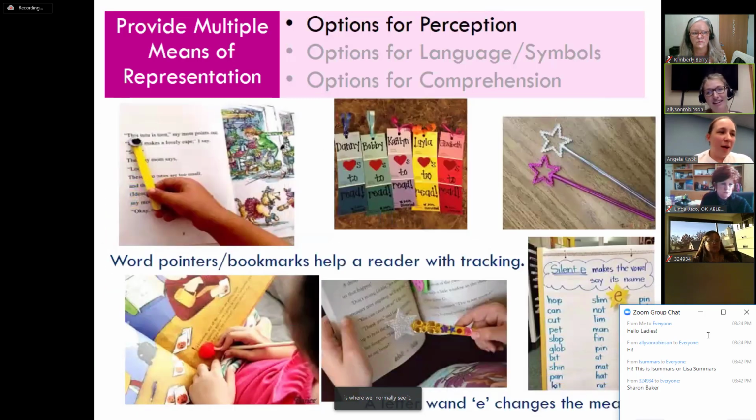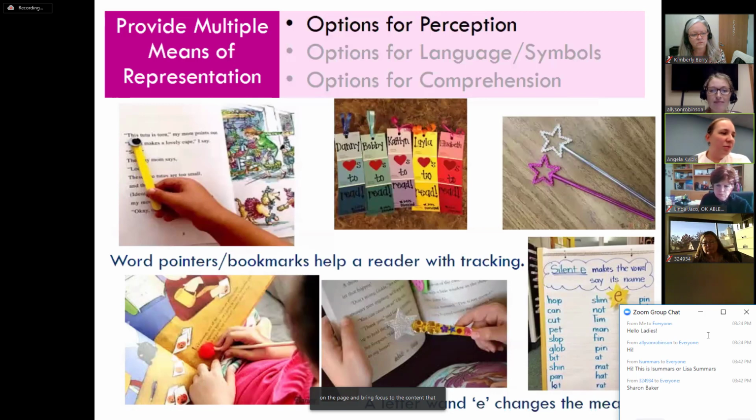Other options for perception could include very simple devices. The previous slide talked a little bit about technology, but having options for perception does not have to be expensive. When students are reading content, it could be something as simple as a bookmark, maybe just a white piece of paper at the high school level. When you're looking at a reading tracker, you're trying to minimize the additional text that exists on the page and bring focus to the content that the student is learning.